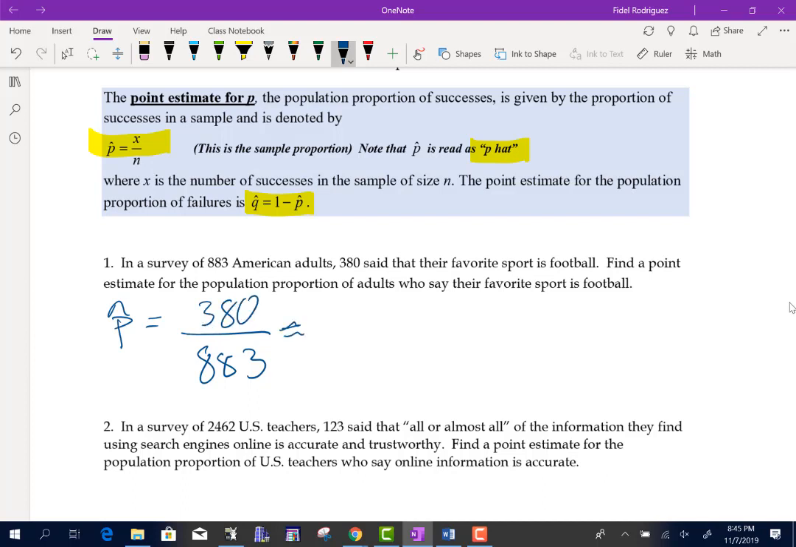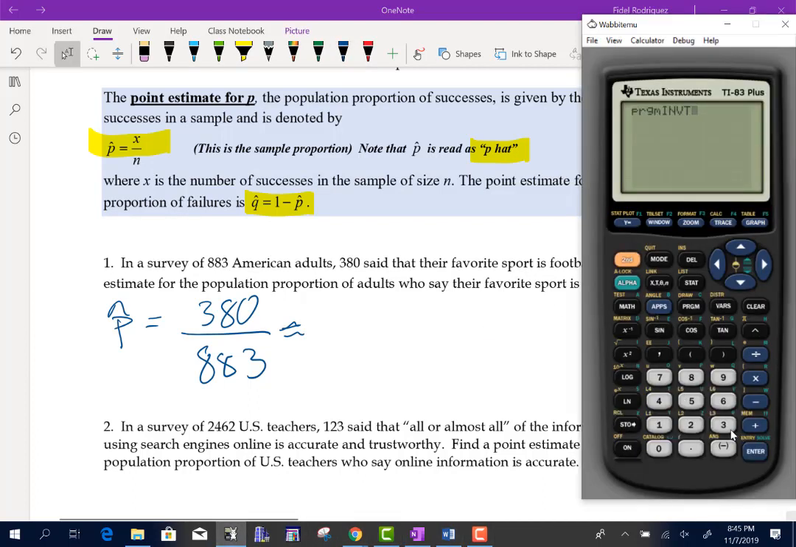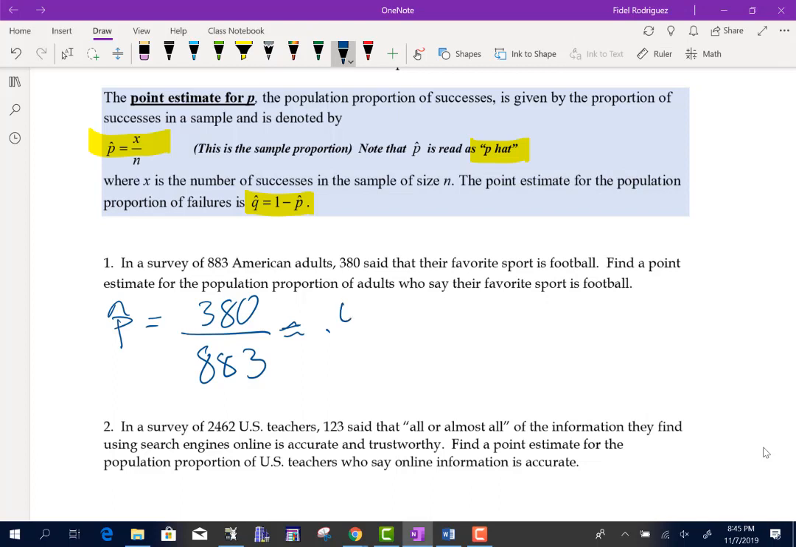What we're going to do here, guys, we're going to take our calculator and we're going to divide, okay? So I'm going to turn it on. 380 divided by 883. And guys, let's go ahead and go to 2 decimal places. So if I go to 2 decimal places, what number would I write? 0.43. So again, guys, just to understand what that means, it means that 43% of the people that we asked said football is their favorite sport.